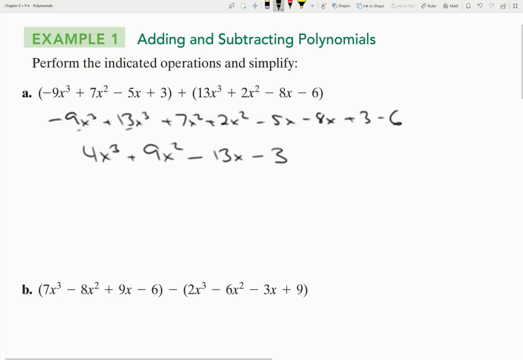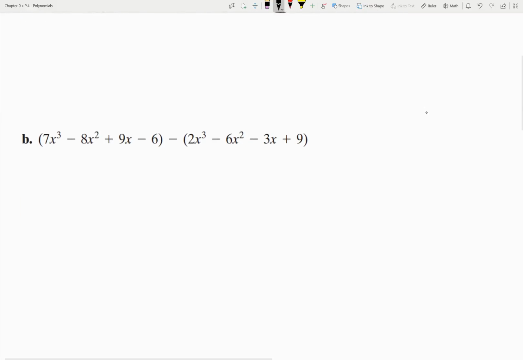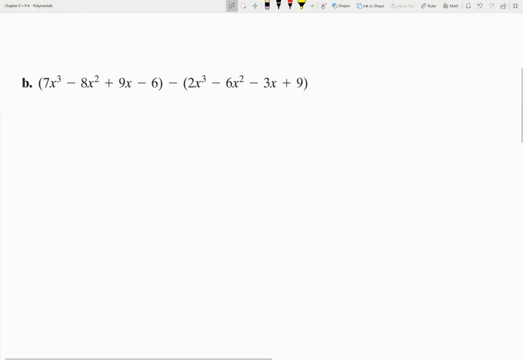And then for part B down here, what I really want to do when I have subtraction is get rid of the subtraction and change the signs of each coefficient. So I would rewrite this without rearranging it.